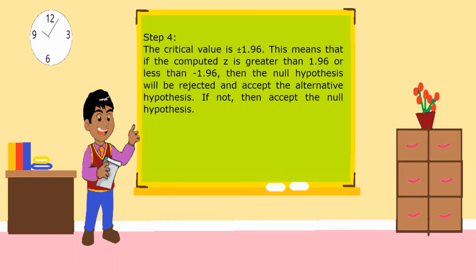Step 4. The critical value is positive and negative 1.96. This means that if the computed z is greater than 1.96 or less than negative 1.96, then the null hypothesis will be rejected and we accept the alternative hypothesis. If not, then accept the null hypothesis.